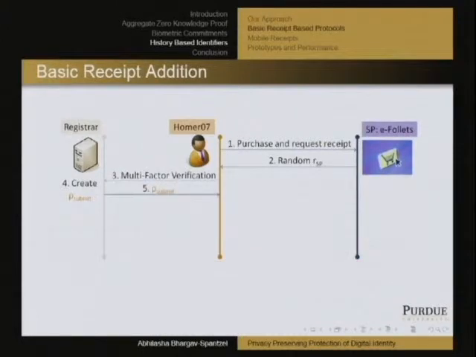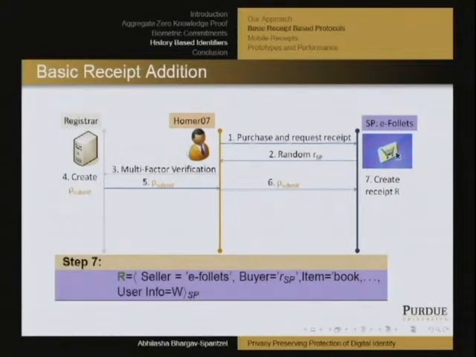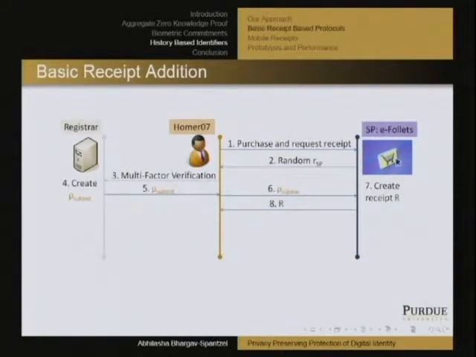So Homer takes this particular receipt and gives it to the service provider, and now the service provider creates a receipt of a certain form based on the particular transaction: who's the seller, who's the buyer, and so on. And he gives this receipt, which is passed on to the registrar. The registrar can simply add this.